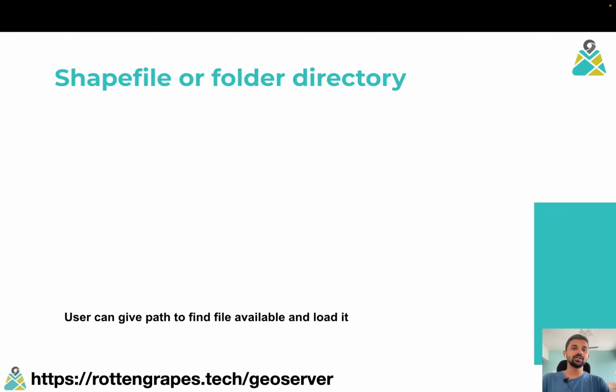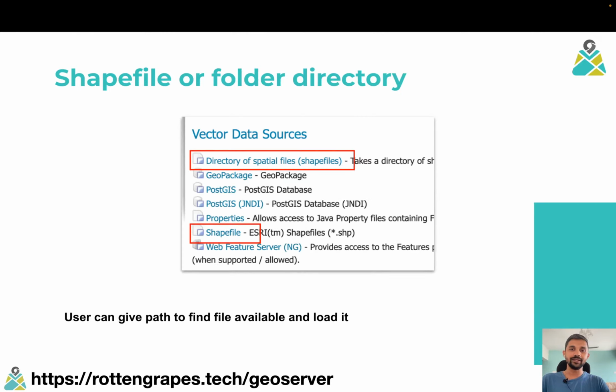Next thing we have is a shapefile or a folder directory. This is a very common use case where you have your own data and you want to host that data. So if you have data such as a shapefile, a directory of shapefiles, or a geo package, you can use these stores to connect that folder with your GeoServer. Now again, this is how exactly we will do it. Even if you are hosting your GeoServer on some cloud platform, you will then need to take your shapefiles or geo package onto that cloud platform and then make that connection.